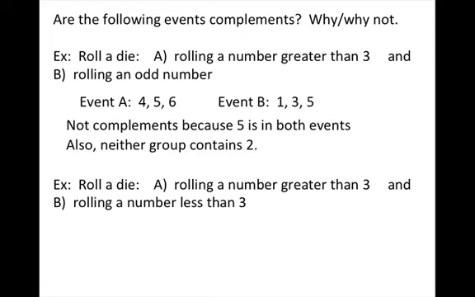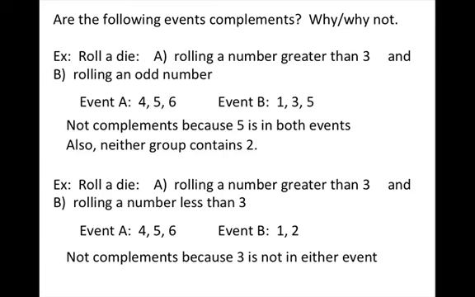Let's look at another example. Say I roll a die and I want to know if event A is rolling a number greater than 3 and event B is rolling a number less than 3. Well, event A is rolling a 4, a 5, or a 6. Those are greater than 3. Event B is rolling a 1 or a 2. If you notice, the option of rolling a 3 is not present in either event. So these are not complements because 3 is not in either event.